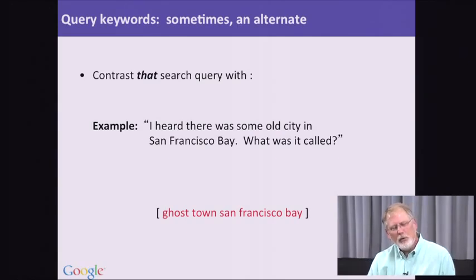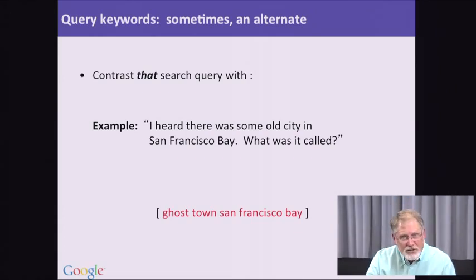So what I would have done in this case, with that same goal in mind of trying to find some old city in San Francisco Bay, what's it called? Another way to phrase that would be to say, ghost town, San Francisco Bay. Old city is one way of saying it, but it's pretty generic words. You're not using anything that's very specific. So abandoned town, a ghost town, abandoned city, those are phrases that are a little bit more descriptive of what it is we want to find.